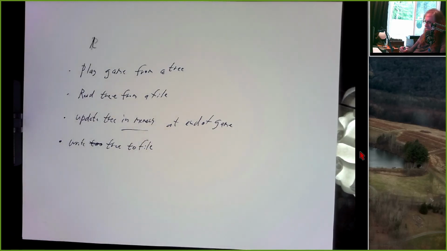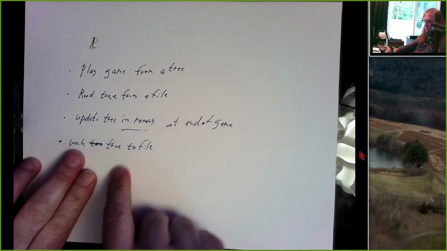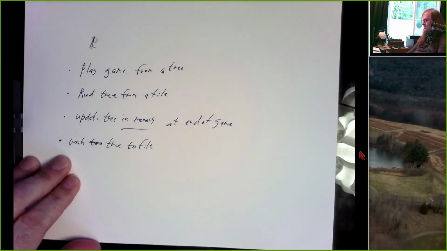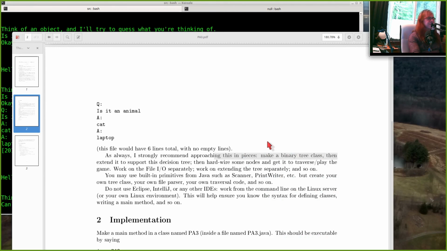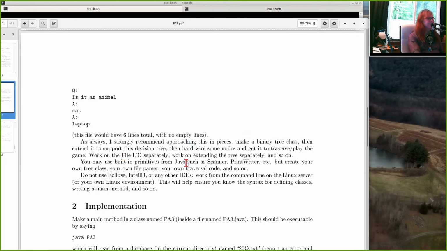And that's just a node left-right traversal. So that's easy to do, but it doesn't really make sense until you got these things done. So the suggestions in the assignment are basically following something like this order. You can use Scanner, PrintWriter, strings, things like that, but do your own tree class, do your own file parsing, and so on and so forth.